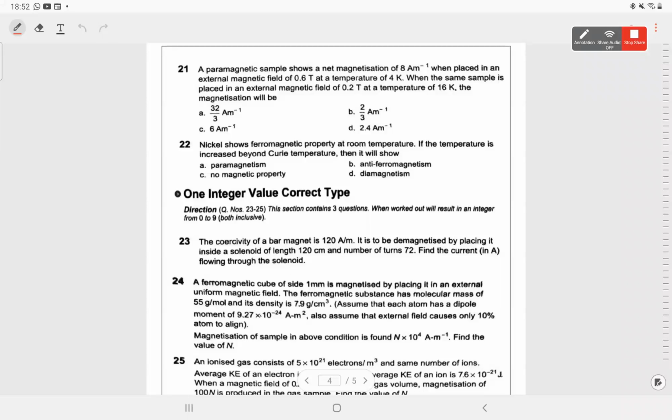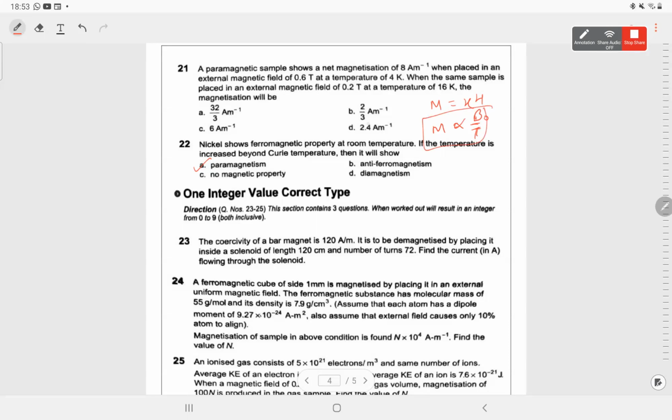Question 22: nickel shows ferromagnetic property at room temperature. If the temperature increases more, it will become paramagnetic, because nickel, iron, cobalt are ferromagnetic. Above the Curie temperature, its behavior becomes paramagnetic. And question 21 is on paramagnetic net magnetization. Net magnetization is chi into H. H is equal to B naught by mu naught. So chi is inversely proportional to T and H is proportional to B naught. So magnetization is proportional to B naught by T.